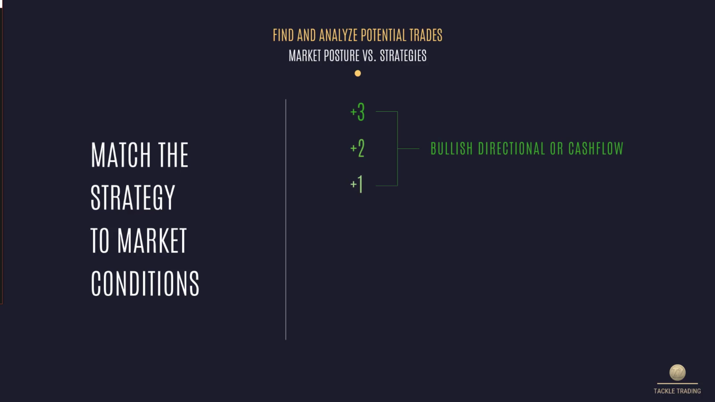If we're positive 2 or positive 3, those are more bullish strategies. From a directional perspective, we can be a little bit more aggressive with our strategy selection the more bullish we are. Then you have your bearish ones, -1, -2, -3. The same thing goes with slightly bearish to very bearish. And then you have your zeros where you're neutral and your cash flow types of strategies really kind of live.